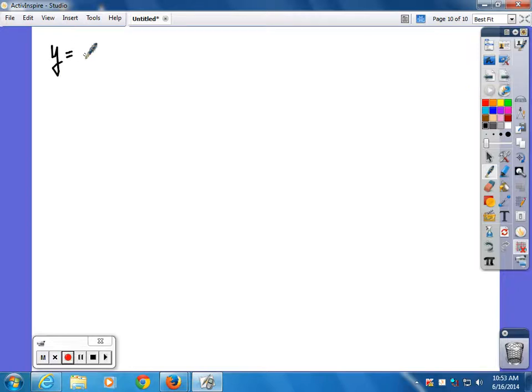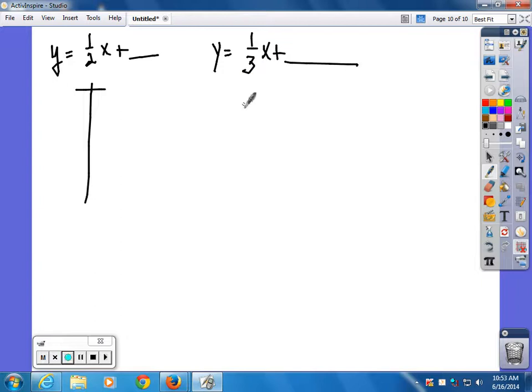Y is equal to 1/2 x plus blank. Y is equal to 1/3 x plus blank. I'm going to skip around. Y is equal to 1/6 x plus blank.